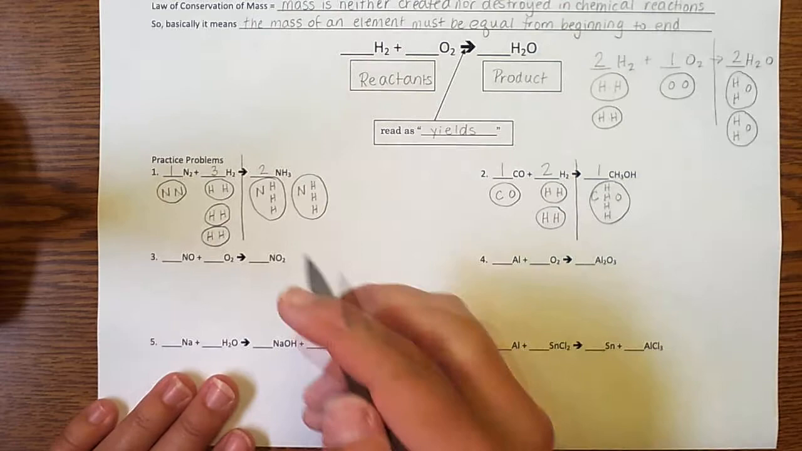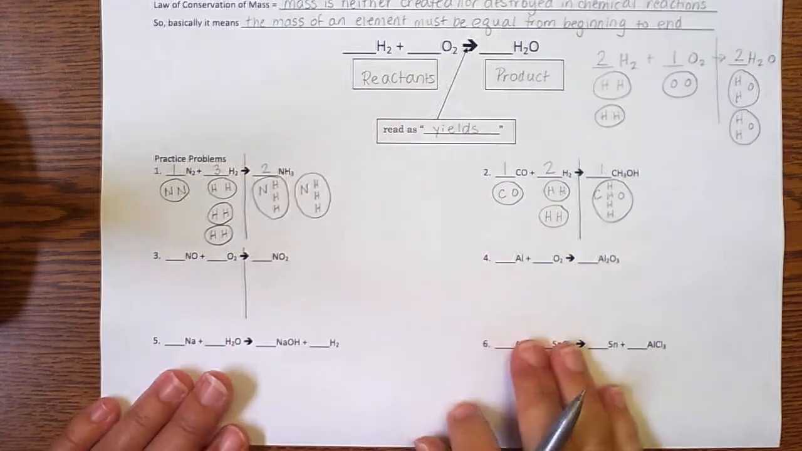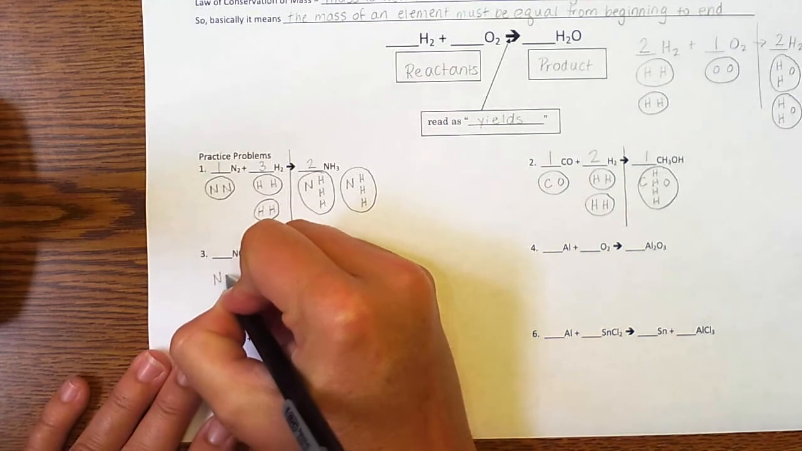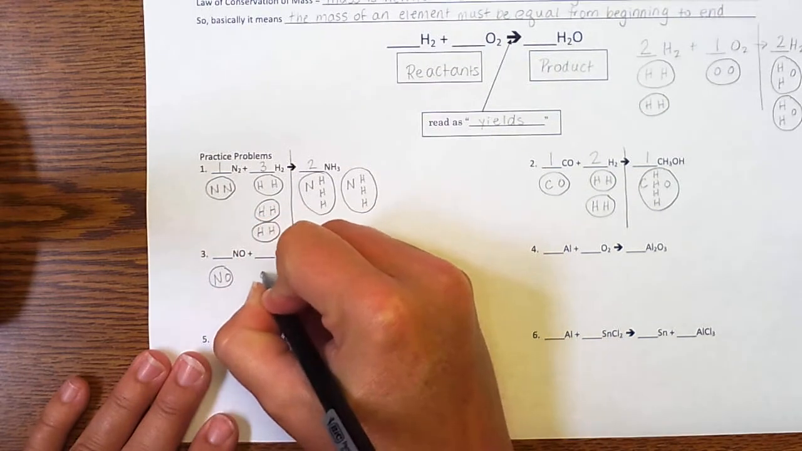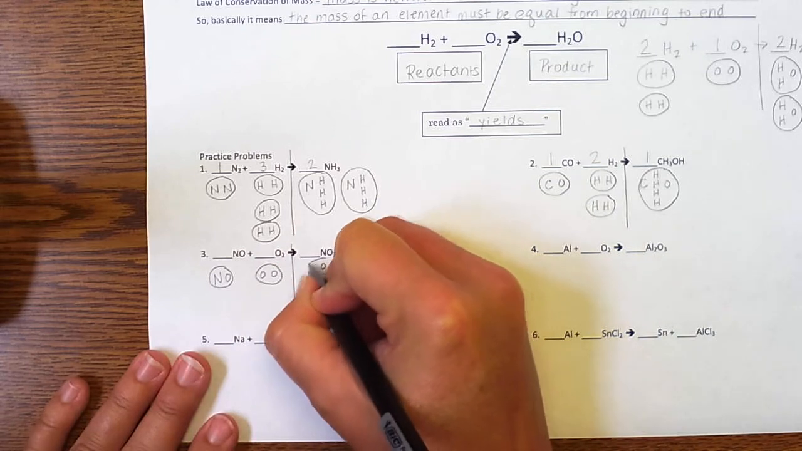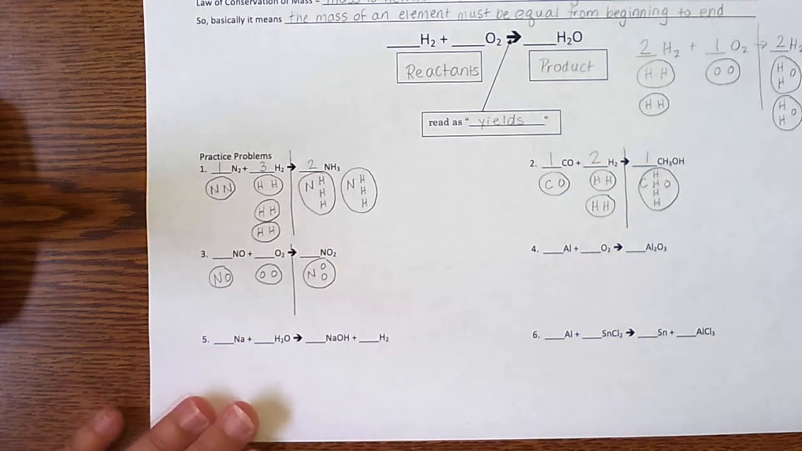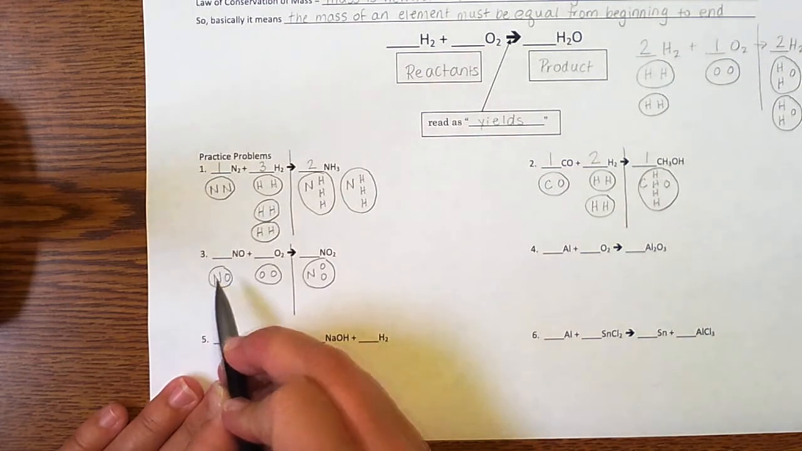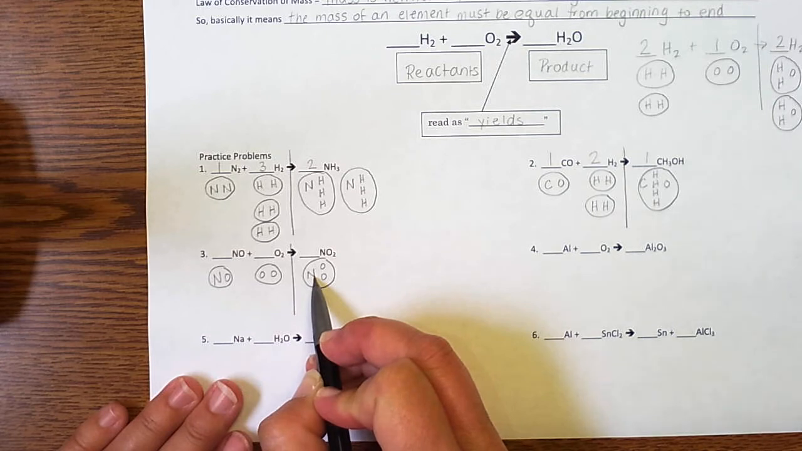I'm going to move on to number 3. I'm going to draw that vertical line. I'm going to draw the packages of elements. And now I'm going to start to balance. I have 1 nitrogen on the left. I have 1 nitrogen on the right.